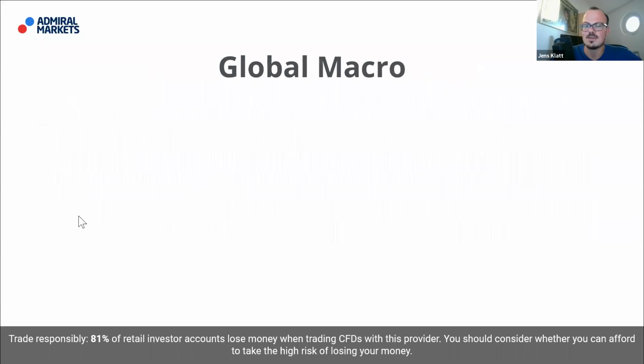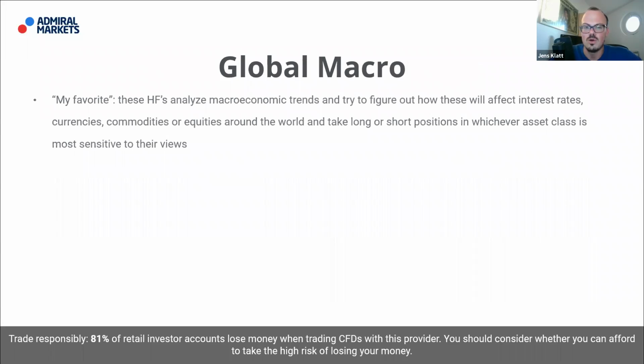So, and at the end, let's have a look now at my personal favorite, in fact, the global macro strategy. It's an approach where hedge funds analyze macroeconomic trends and try to figure out how these will affect interest rates, for example, currencies, commodities, equities around the world, and then take a long or short position in whichever asset class is most sensitive to their views. What's very interesting here is, as I already mentioned, it's a very famous example of Soros betting against the pound sterling in 1992, for example.